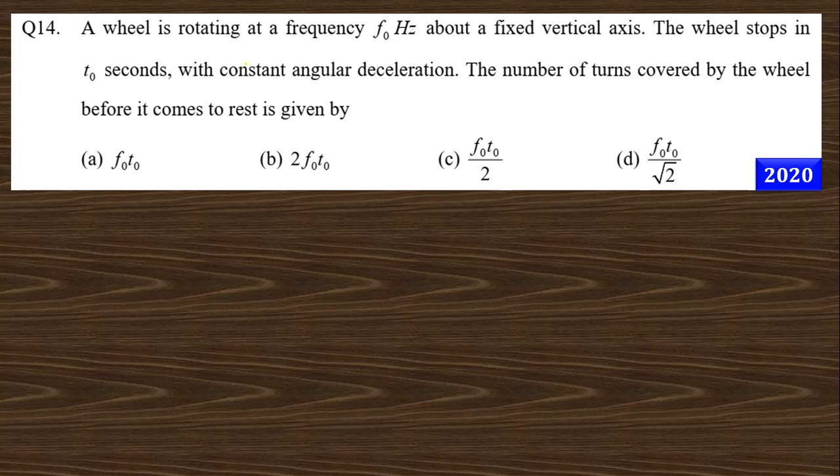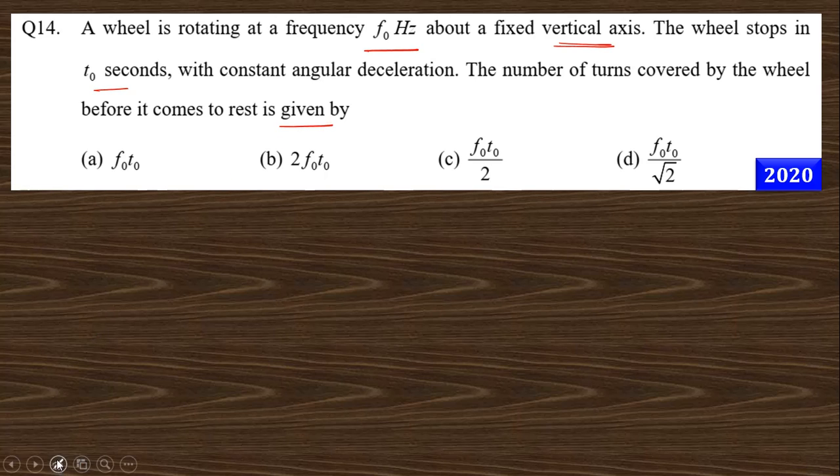A wheel is rotating at a frequency f0 hertz with a fixed vertical axis. The wheel stops in t0 seconds with constant angular deceleration. What is the number of turns covered by the wheel before it comes to rest?